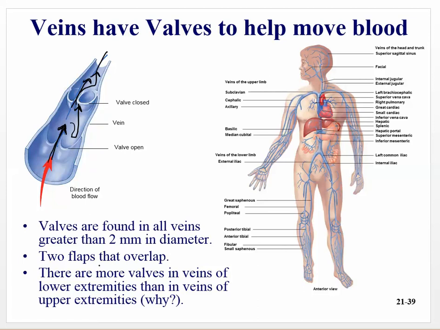Okay, so two flaps that overlap. There are more valves in veins of the lower extremities than in veins of the upper extremities. Why? For the obvious reasons, because it's harder to push against gravity here than it is here, because this is where your heart is. It's trying to get the blood back to the heart.